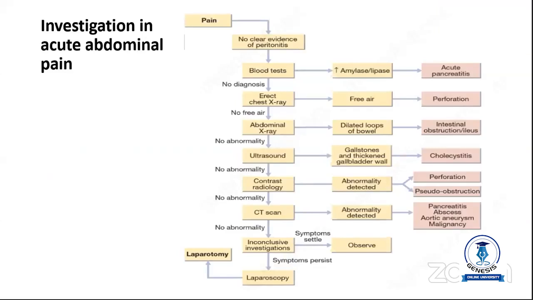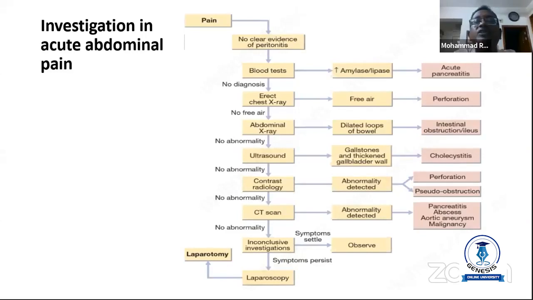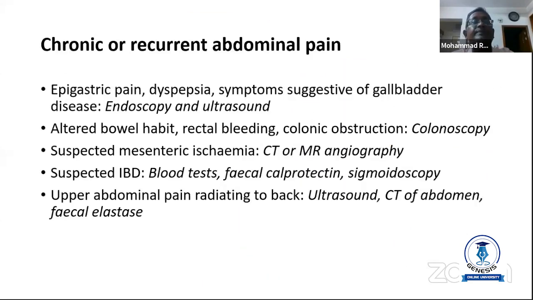If you don't get anything, go for sonography to check for gallstones or gallbladder disease, and then contrast radiology to check for any perforation. If you still don't get anything, go for a CT scan to look for pancreatitis, any abscess, aortic aneurysm, or different malignancies. If you still don't get anything, go for laparoscopy or laparotomy.